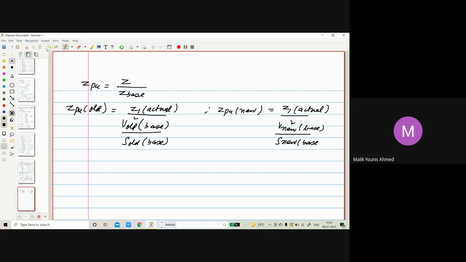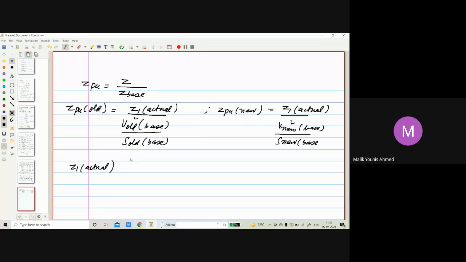G1. But if you have been asked to change the base from old to new, then you will be given the new value of the voltage base as well as the complex power base. So I'm writing the relationship for old and for new. The actual value will remain the same in both cases, Z1 only, because actual values will not be modified, only the base values. So I can write Z1 actual.